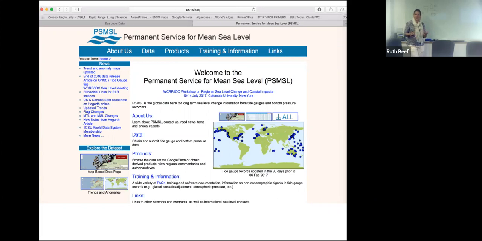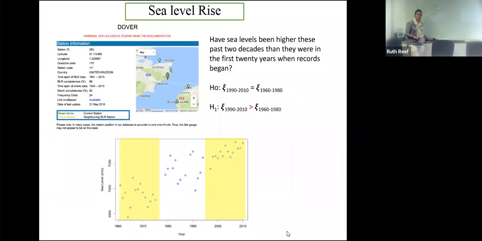sea level. Then we can have a global mean sea level, and we can look at how that changes over time. This is where that data comes from. So here are the two regions I'm looking at. I took sea level, which is this symbol here, from 1990 to 2010, and my null hypothesis is that it's the same. This is the tide gauge at Dover.